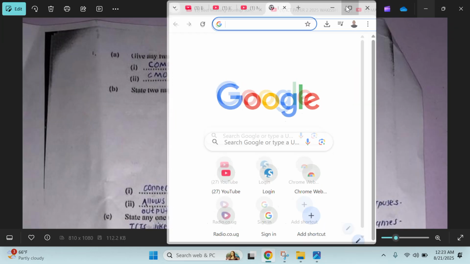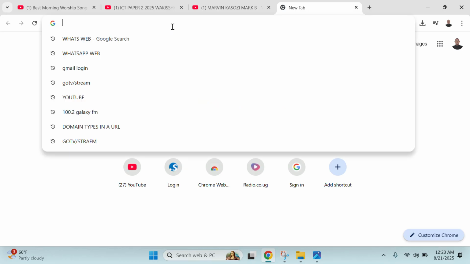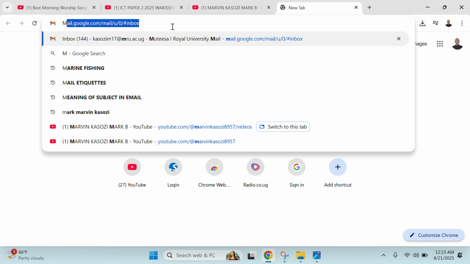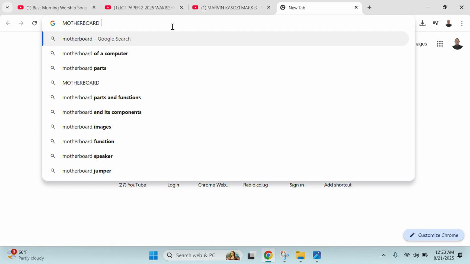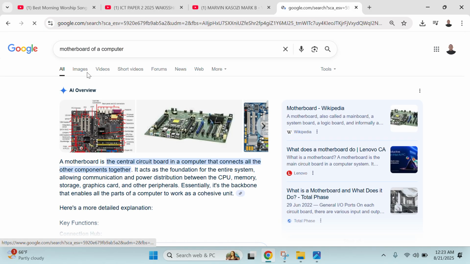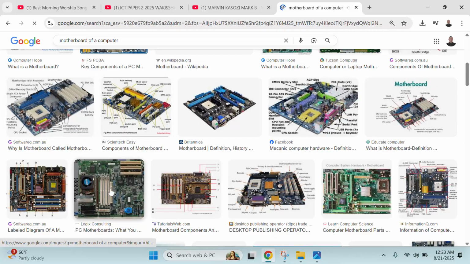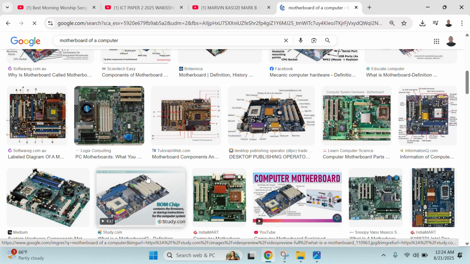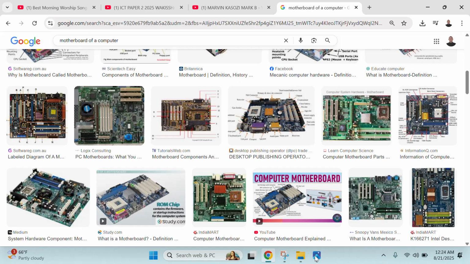Let me add a tab since I was interfering with my recording software. So let me add a tab, and then I search about maybe motherboard of a computer. So a motherboard of a computer looks like this. It is a component that is found inside the systems unit. So it looks like this. Some of the images you see there are for a motherboard, and the motherboard has those parts I was writing, like the CMOS battery, the computer ports, memory slots, RAM, etc.